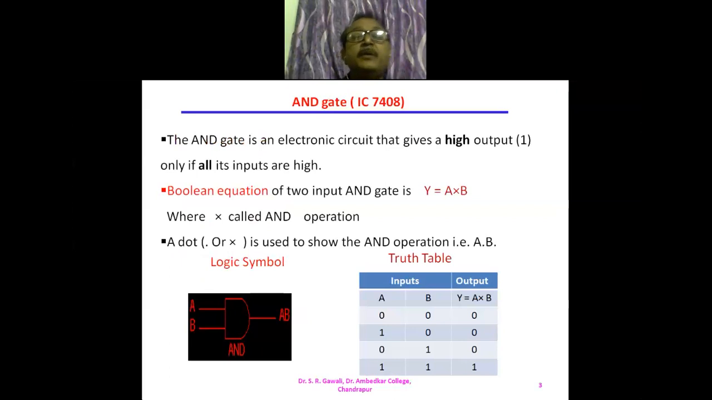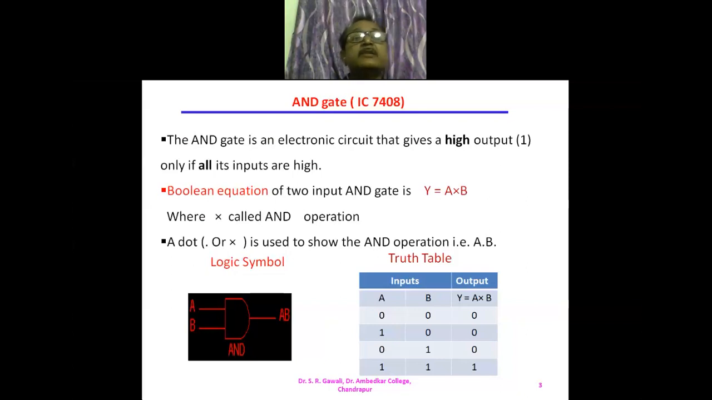First of all, we will see the AND gate. We have already seen it, but I will overlook this topic, and then my focus is on the half adder, full adder, half subtractor and full subtractor.